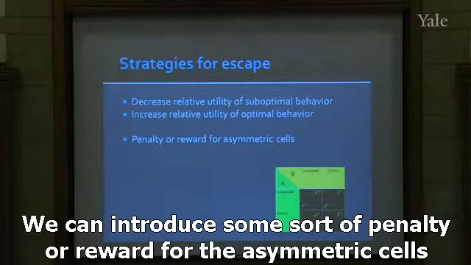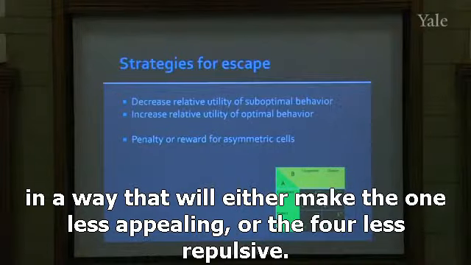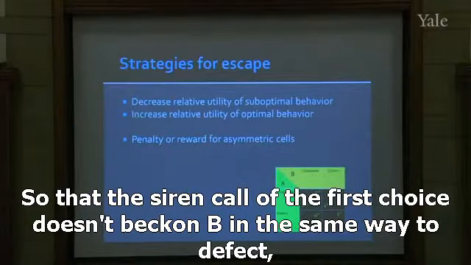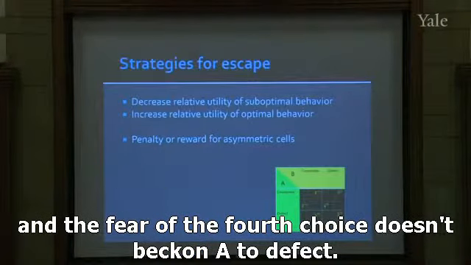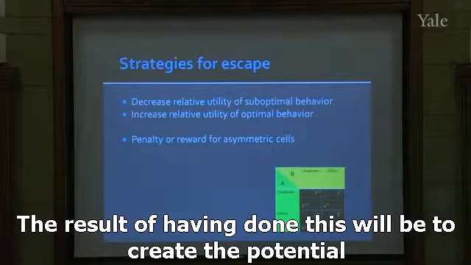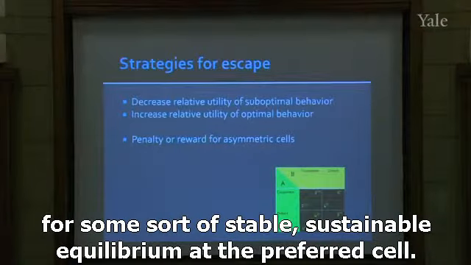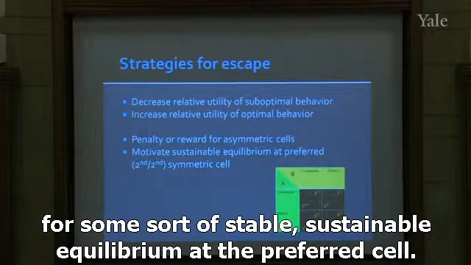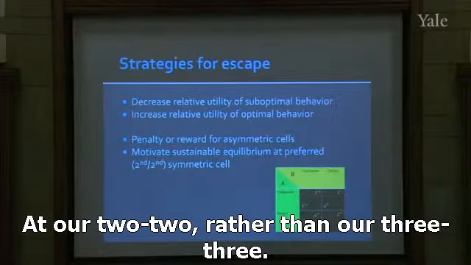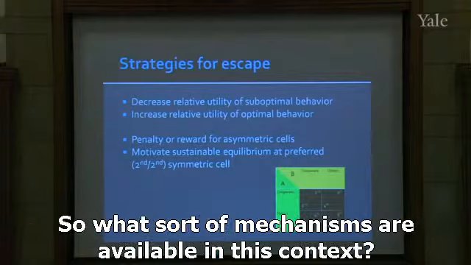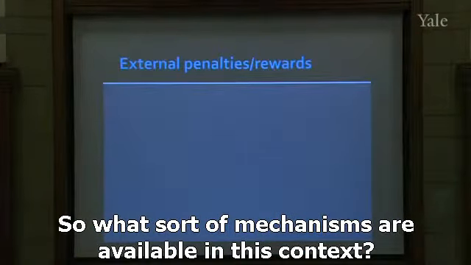We can introduce some sort of penalty or reward for the asymmetric cells in a way that will either make the 1 less appealing or the 4 less repulsive, so that the siren call of the first choice doesn't beckon B in the same way to defect, and the fear of the fourth choice doesn't beckon A to defect. The result will be to create the potential for some sort of stable, sustainable equilibrium at the preferred cell, at our 2-2 rather than our 3-3. So what sort of mechanisms are available in this context?